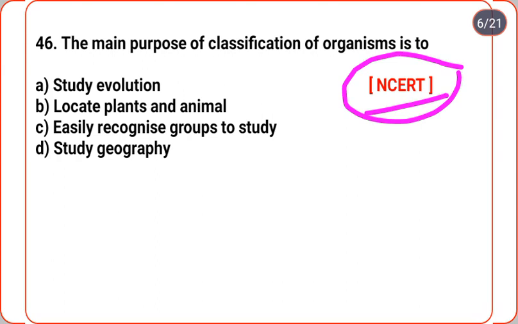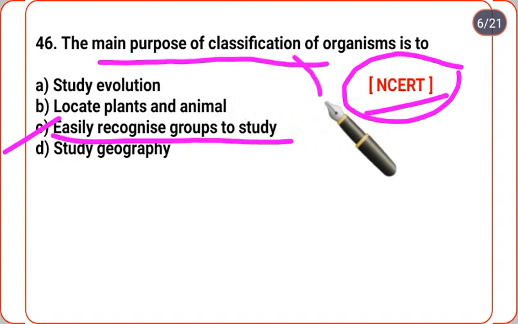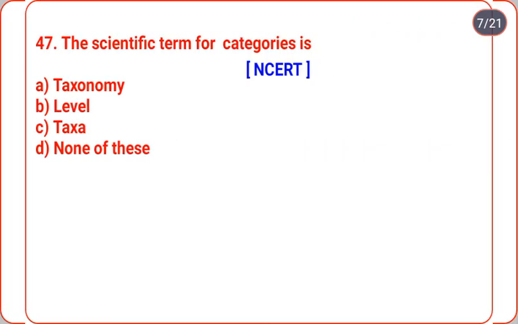So here our correct option is C, easily recognize groups to study. The main purpose of classification is this: easily recognize groups to study. Okay, next. Question number 47.